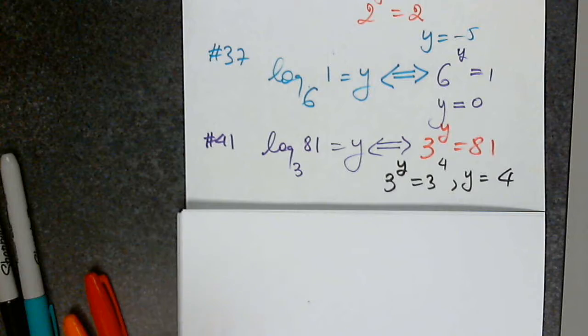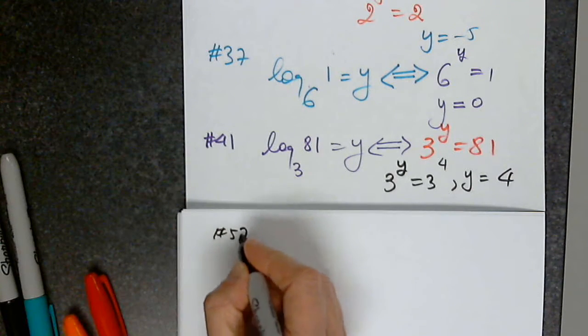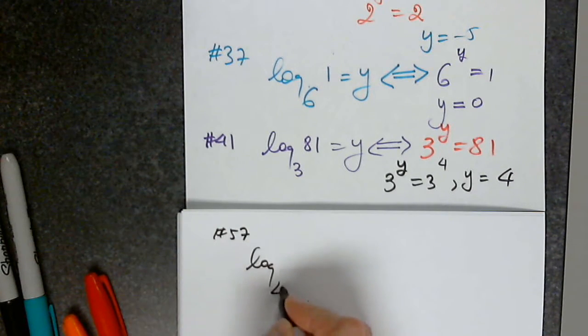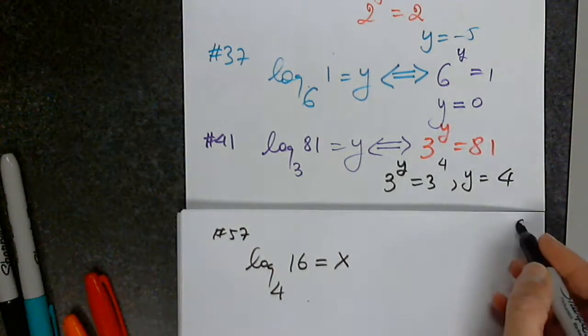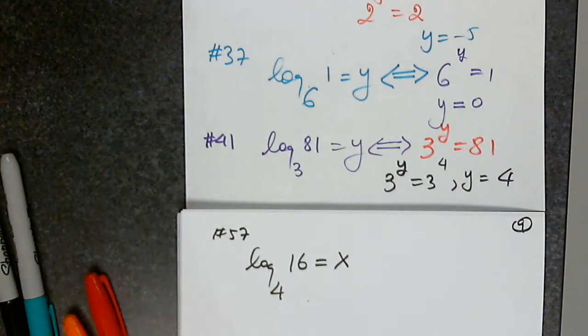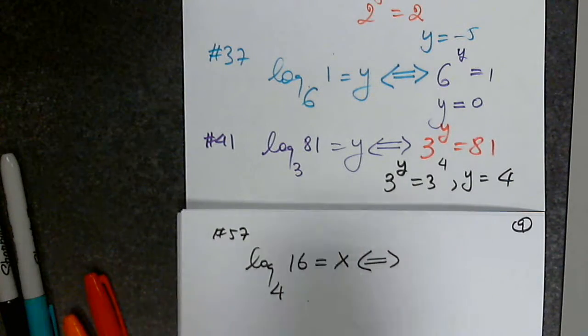Okay, let's also look at 57. Log base 4 of 16, they say it's x. Fine. We're asked to find x.